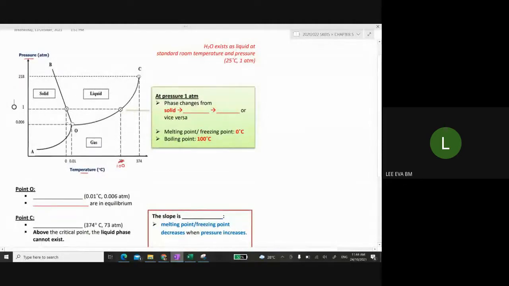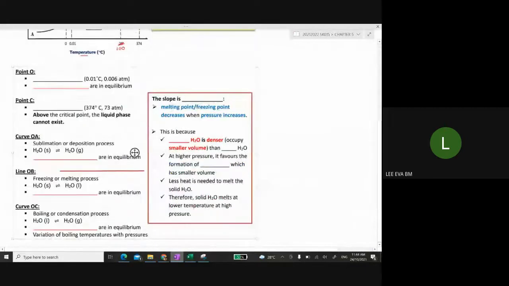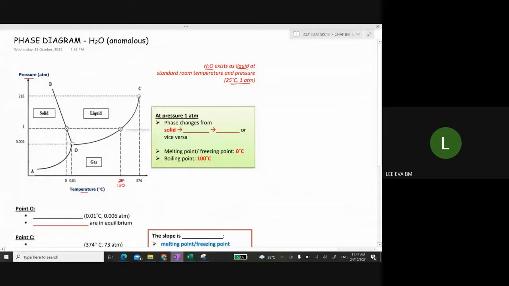If you look at this one, H2O is a liquid at standard temperature and pressure, 25 degrees Celsius, 1 atm. So if you do your correction, 25 degrees Celsius, let's say we pull over here, roughly. At this point, 1 atm, 25 degrees Celsius falls into the liquid phase, because it lands in this region.